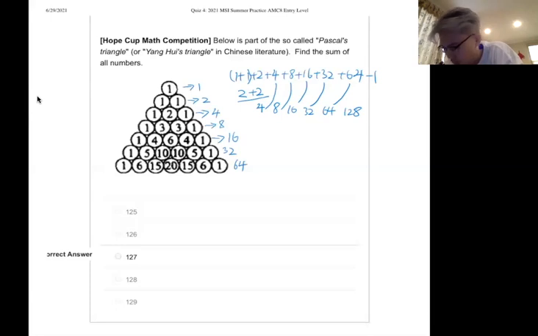And we need to subtract 1 from 128. So the final answer will be 128 minus 1. That will equal 127, which is the correct answer.